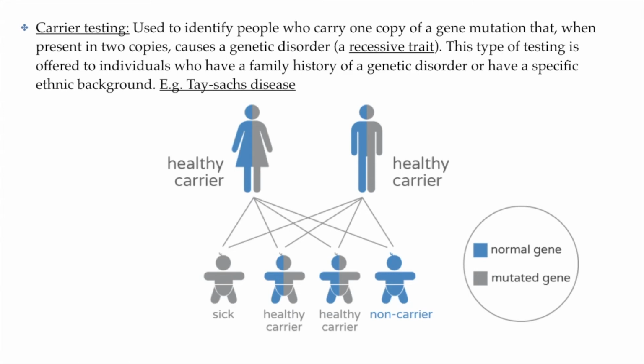And this type of testing is basically offered usually to individuals who have a family history of a genetic disorder, or maybe have a particular ethnic background that makes them more likely to have a family history of a particular genetic disorder. So for example, let's take a look at Tay-Sachs disease.